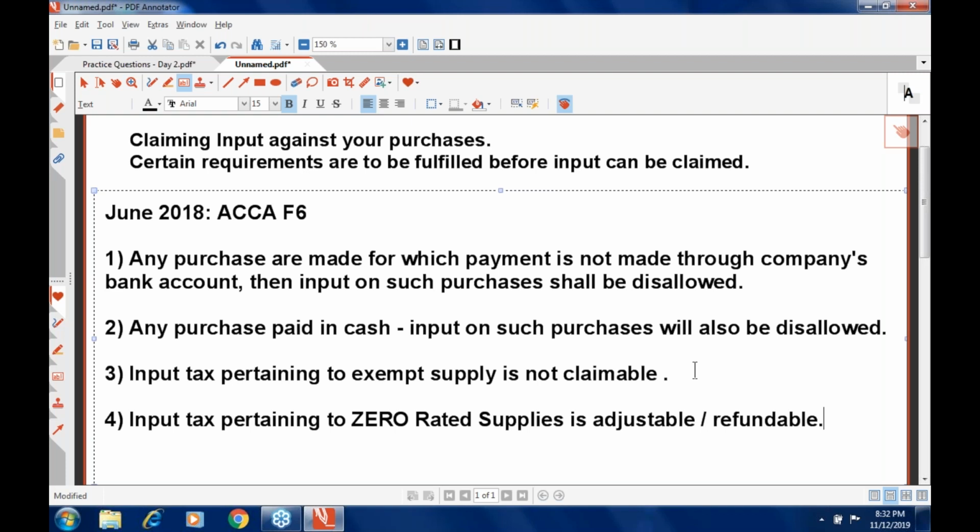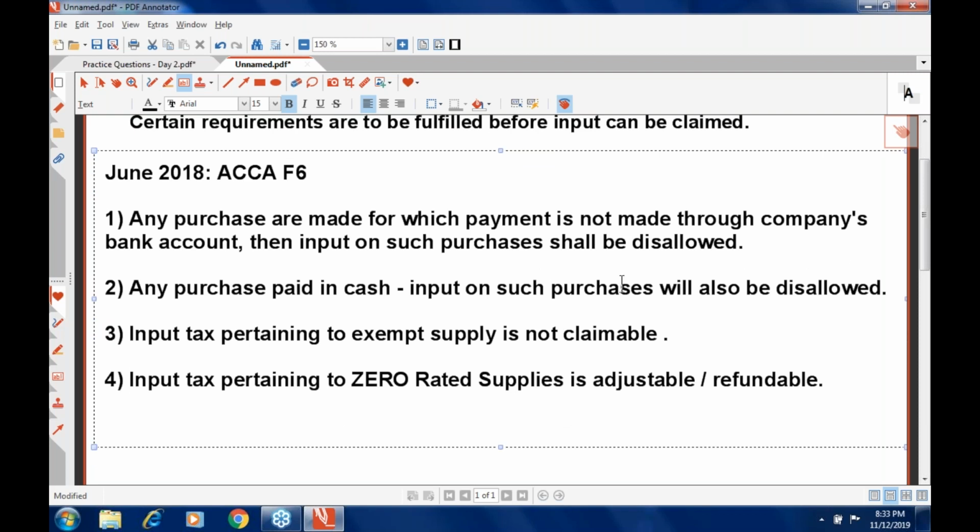Now, a lot of people actually mix it up. When we talk about the input tax on zero rated supplies, a lot of people think that zero rating basically leads to a refund for the company. So remember, zero rating does not always mean export. If you have exported the goods, then you can claim the refund, but if you have not, if you have just sold it, you can claim an adjustment.